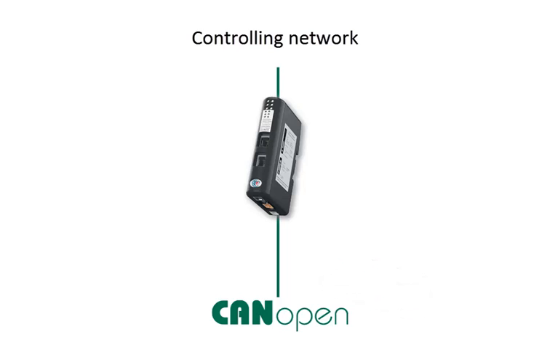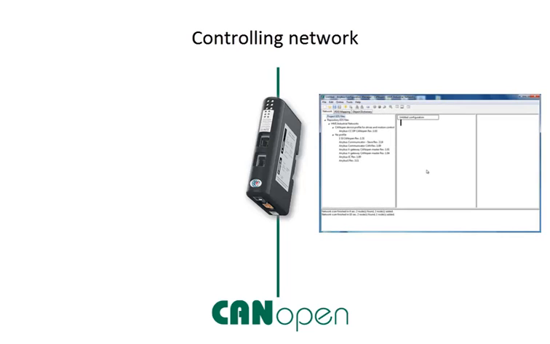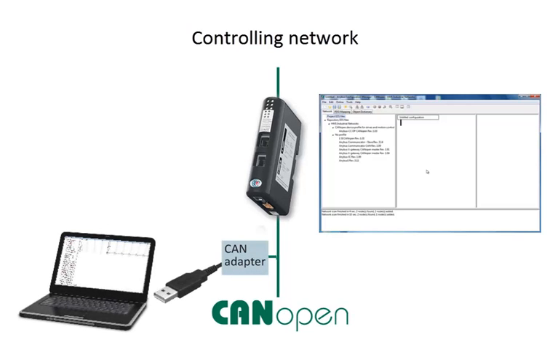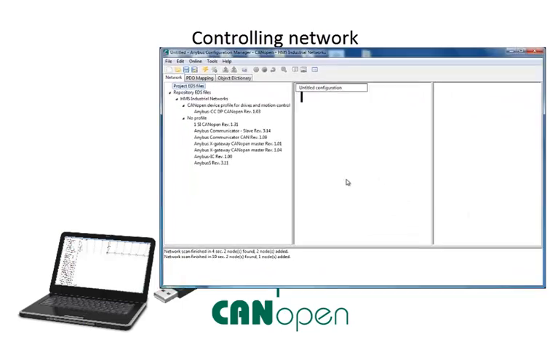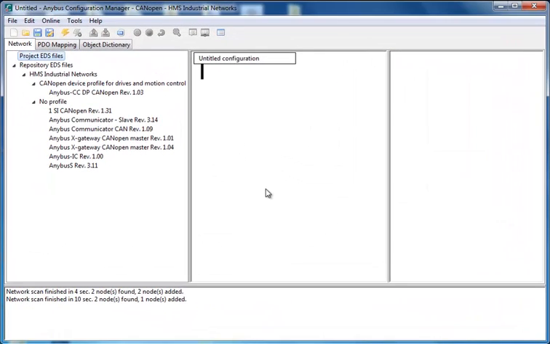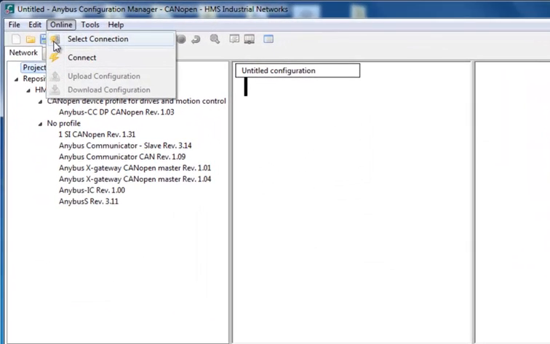To create the configuration, we will use the Anybus Configuration Manager, a CANopen software which is included in the product package from HMS. It can also be downloaded from the HMS website, anybus.com. I have connected my Anybus X-gateway to my computer using the included USB cable and CAN adapter. In the Configuration Manager, I go to Online and select Connection.